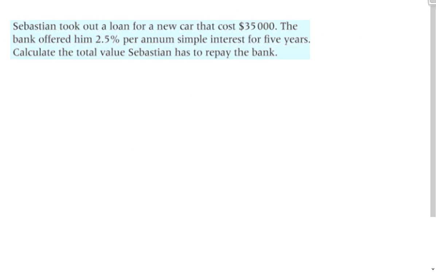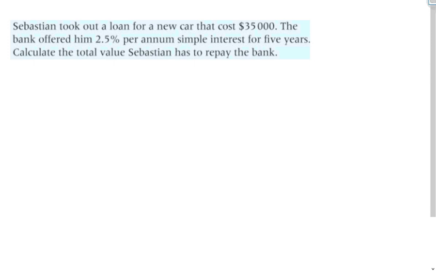Okay, so we're going to practice a few of these with interest, and then we're going to look at a population problem as well. Sebastian took out a loan for a new car that cost him $35,000. The bank offered him 2.5% per annual simple interest for 5 years. Now it says simple interest. That's an important thing to see. So you're only going to be charged simple interest. Whatever you're charged the first time, you're charged the second and third and fourth time as well.